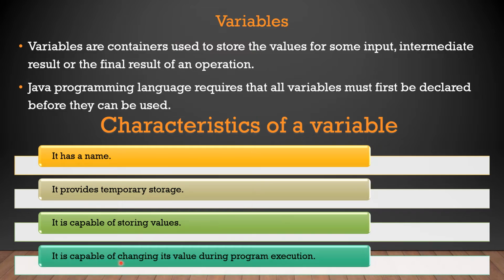Then it is capable of changing its value during program execution. As we know that whenever we are executing the program, the value of the variable is changed, and for this purpose we use the variable. So it is capable of changing its value during program execution. Means variable can change its value because it stores various types of values, so it can change its value during program execution.